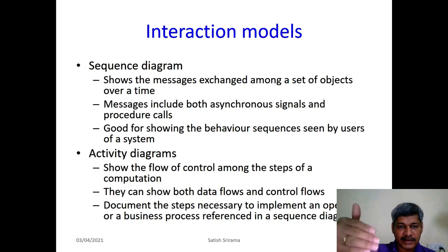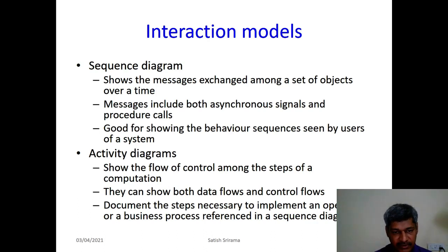Use cases are at the highest level of abstraction, then come the sequence diagrams, then come the activity diagrams. These show a little bit more information than the sequence diagram. They show the flow of control among the steps of a computation. They can show both the data flows, how the data is moving around, and the control flows as well. They document the steps that are necessary to implement an operation, or some sort of business process.